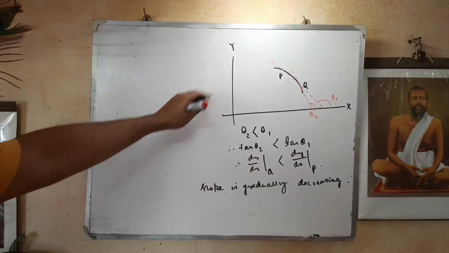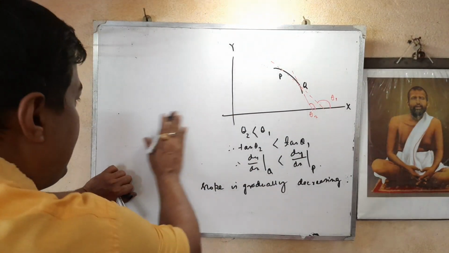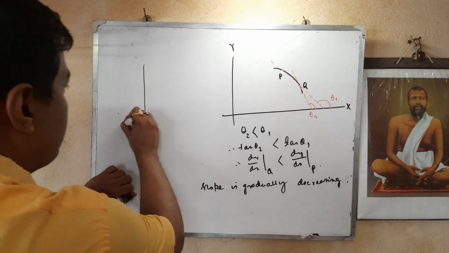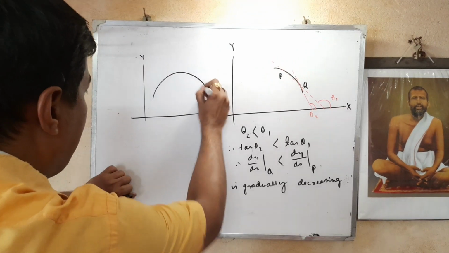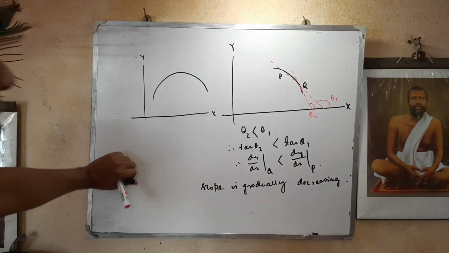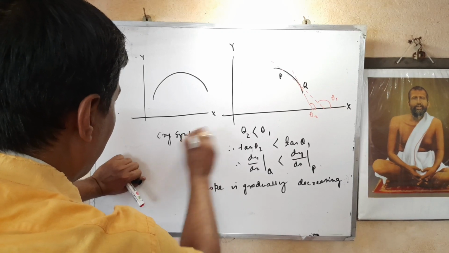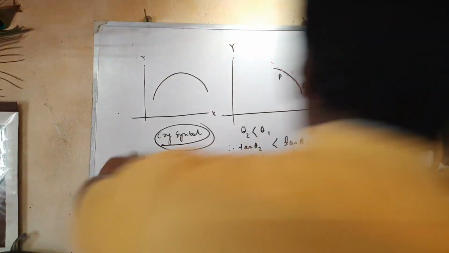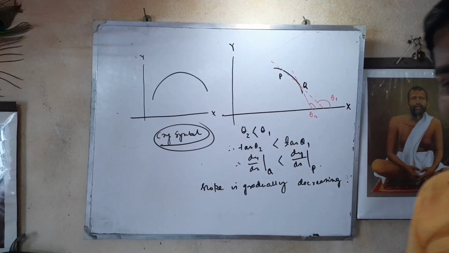Gradually decreasing. So, combining with our previous discussion, I can write: so this is the curve. So this is the curve for which the slope is gradually decreasing. Okay.